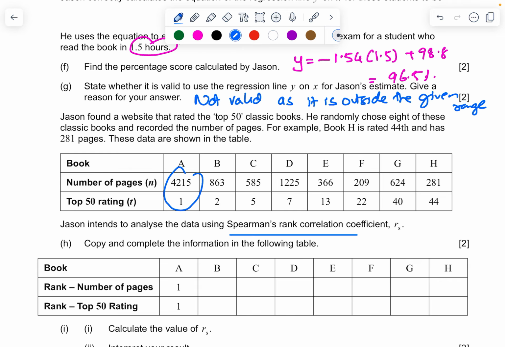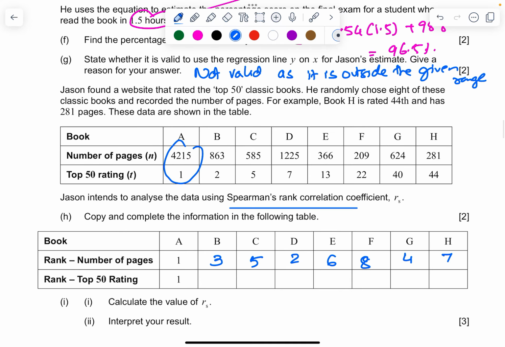So A is 1, so B. We can see that the next highest number of pages is for D. Number of pages, D is the second one, then B, then G, then C, then H, and then E, H, and F. According to the rating, it is going to be 1, 2, and C is going to be the third rating, 3, 4, 5, 6, 7, 8.